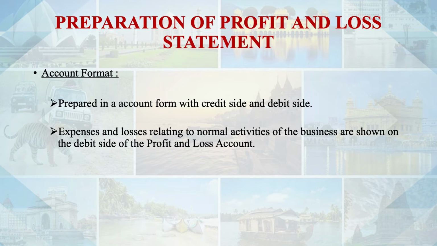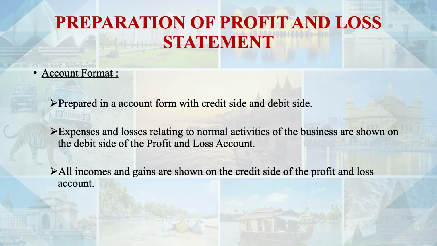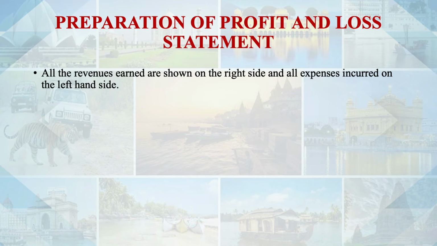All the expenses and all the losses which are related to your business, related to that particular accounting year, will be recorded on the debit side, and similarly I will record all the incomes and gains related to that particular accounting year on the credit side. All revenues are shown on the right side, that is the credit side, and we show all the expenses on the left side, that is the debit side.